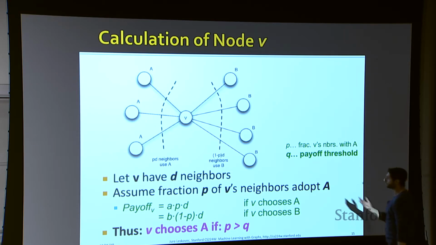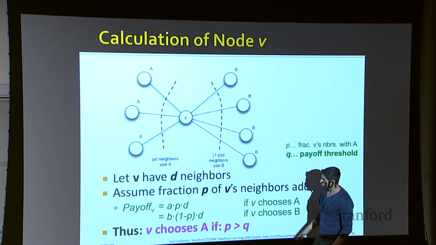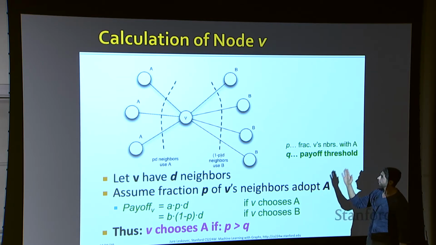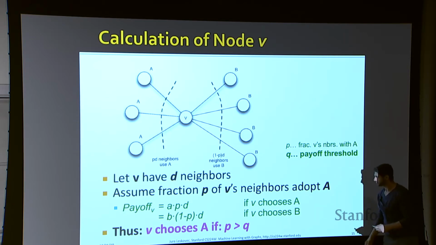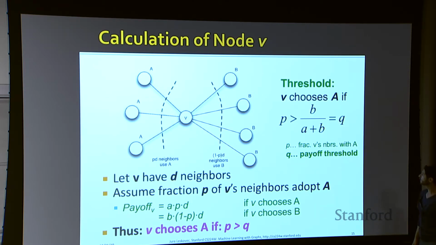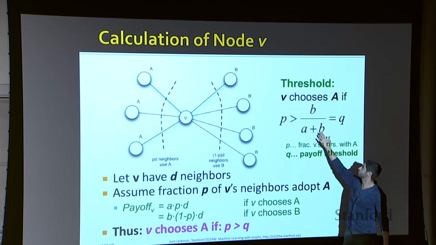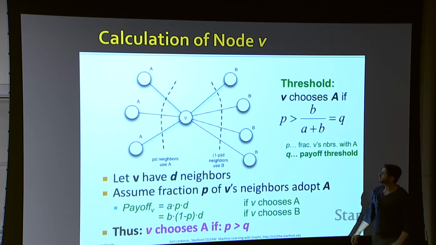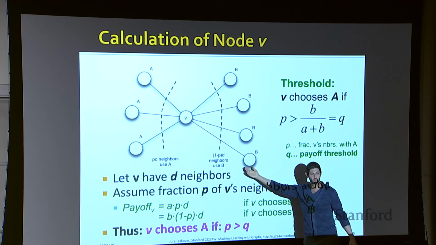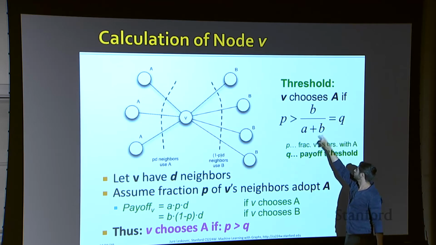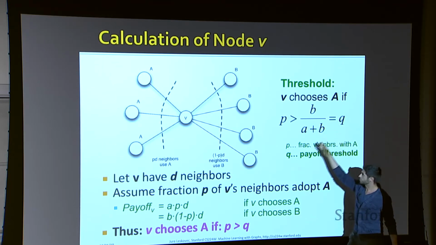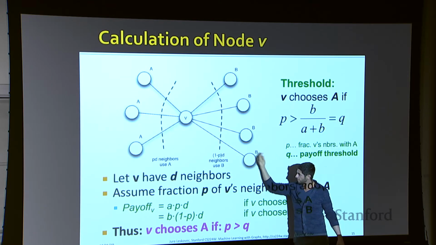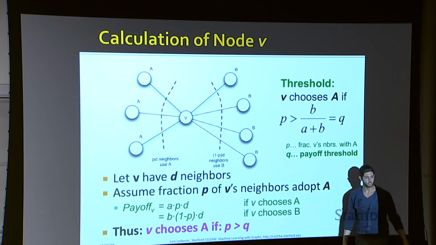Now, how does V make the choice? We need to come up with a threshold which will decide if V goes for A or goes for B. And this threshold is very easy to compute. We're going to call it Q, and it's basically the ratio between b and a plus b. So what does this threshold tell us? If it's worth switching to B, then we need a probability higher than this threshold, so that summing up all the payoffs over B will give better payoffs compared to the ones over A. Question?